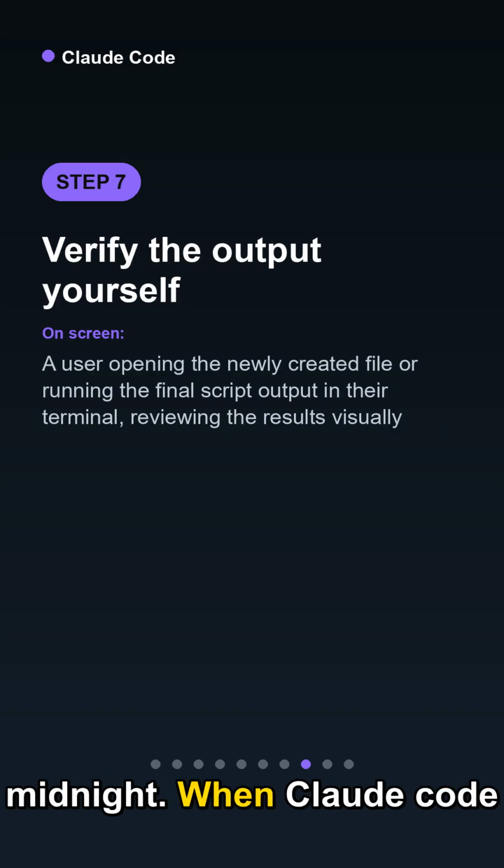When Claude Code signals it is done, open the output and test it yourself before you use it in a real workflow. Run the script, check that the output matches what you expected, and read through any new files it created. AI-generated code can have subtle logic errors, so a quick human check here protects you.